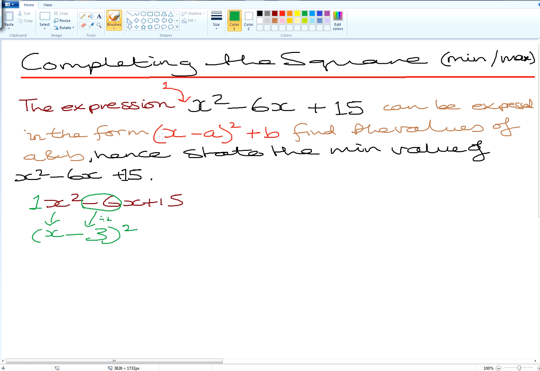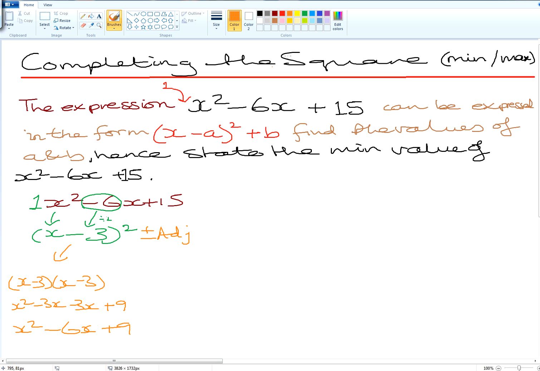This is the template. And then I always write down the next bit. The next bit I call the plus or minus adjustment, and I'll show you what that is in a bit. Let's now multiply this part out to see what it gives us. So (x - 3) times (x - 3). That should give us x squared minus 3x minus another 3x and plus 9. So that gives us x squared minus 6x plus 9.